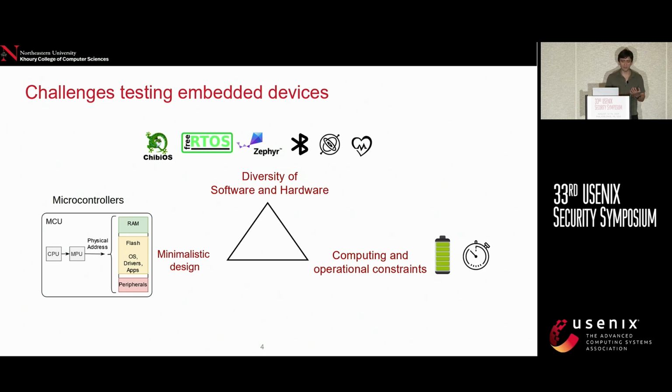The second is the minimalistic design. Specifically, this project focuses on deeply embedded devices based on microcontrollers. These devices don't have hardware primitives that are available in standard computers, like a memory management unit, for example. And the third one is the computing and operational constraints, because these devices are usually optimized to work on real-time operations or even to be powered by batteries, right? So these are some of the constraints that make finding vulnerabilities in these devices challenging.